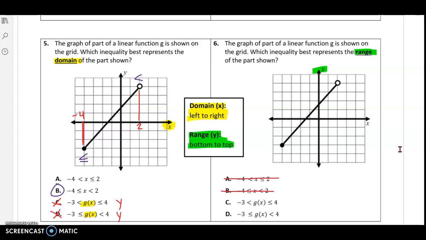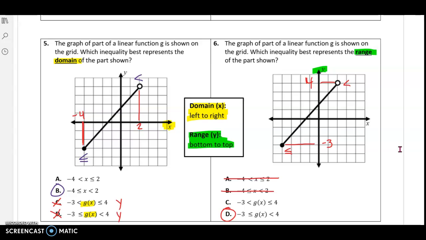And remember, g of x is the same thing as y. So how low does our graph go? -3, all the way up to +4. And remember, at the -3, there is a closed dot, so less than or equal to. And at 4, there is an open dot, so less than. So that would be answer choice D.